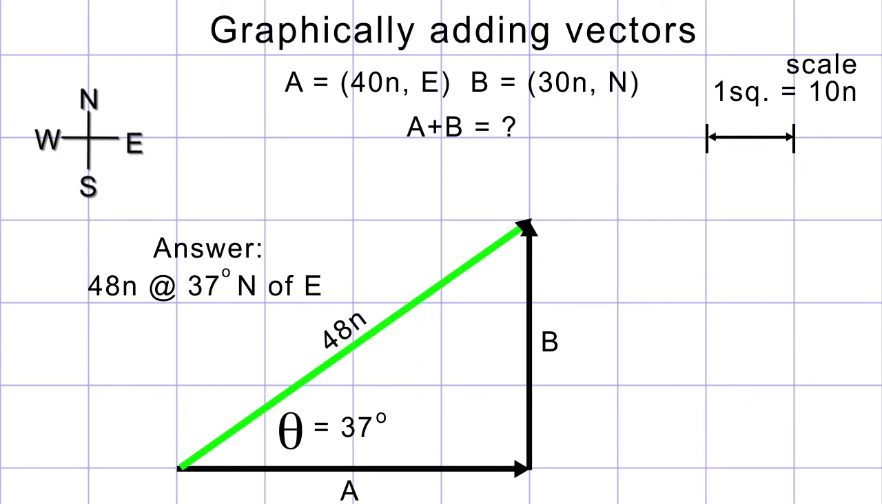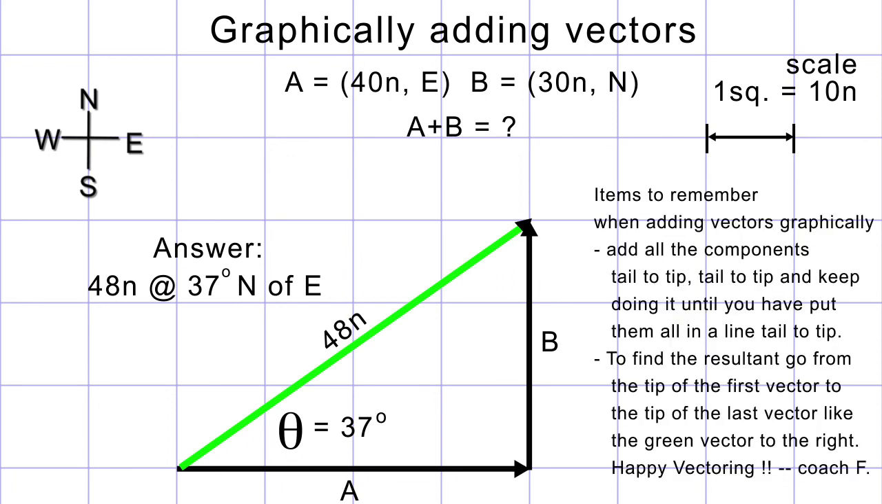If you have more vectors, you just add all the components up, go from tail to tip. So just remember, when you add them, you go tail to tip, and keep doing it until you've put them all in a line. And then to find the resultant, go from the tail of the first vector to the tip of the last vector.